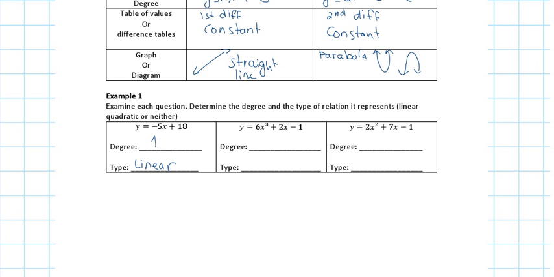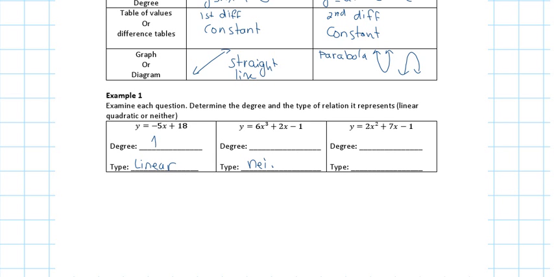How about the second one? What degree is it? Degree 3. So is it quadratic? No. Is it linear? No. It's neither. It's not quadratic and it's not linear. What we know is it's called a cubic function, but we don't learn cubic functions here. So that's why we call it neither. Because this is a degree 3, so your highest degree is 3.